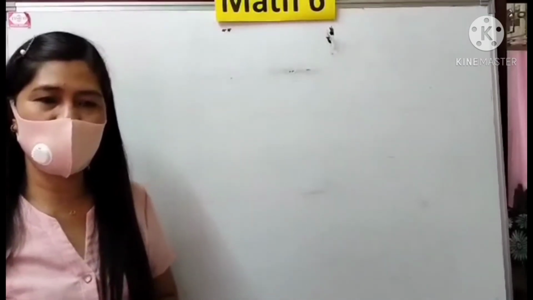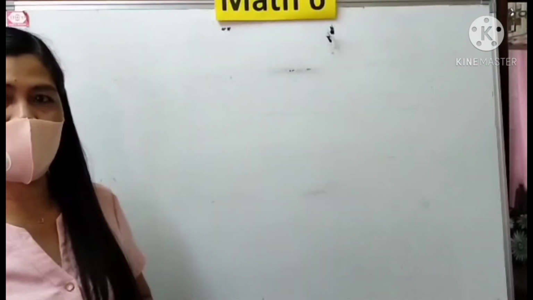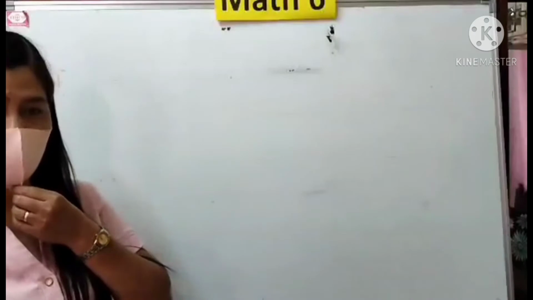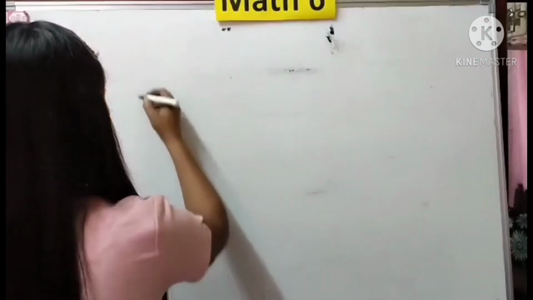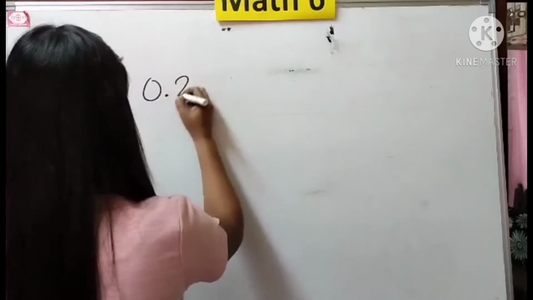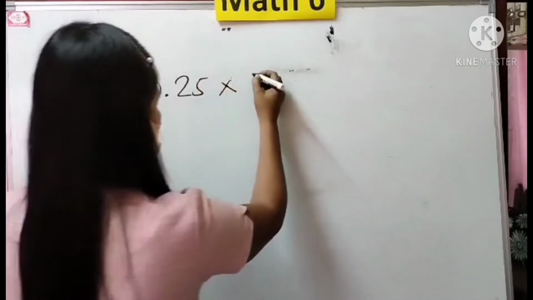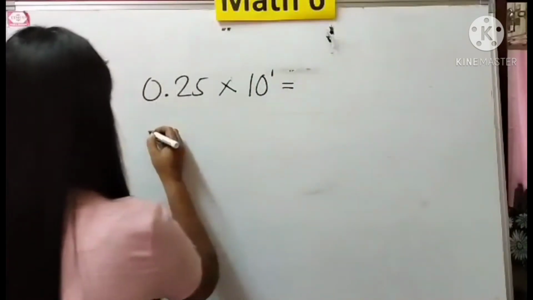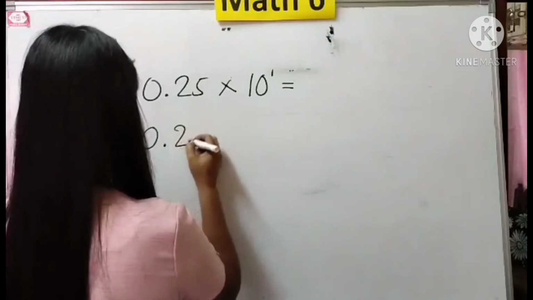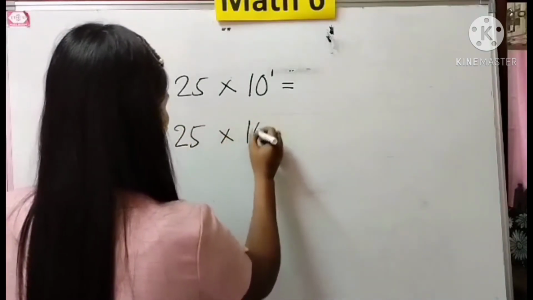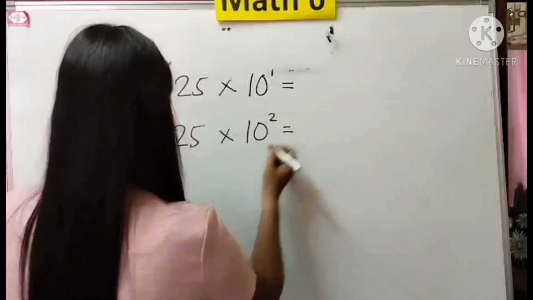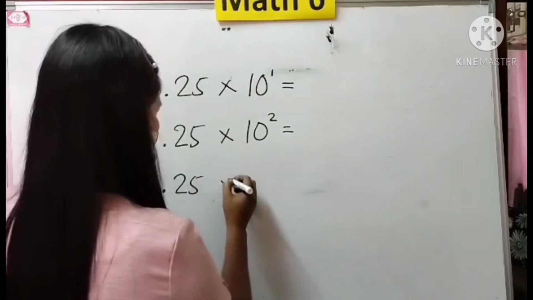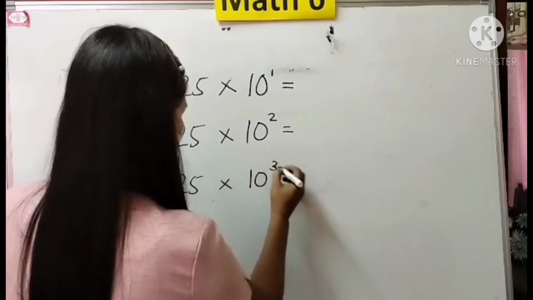Okay, so it can be done also using the exponent of 10. The exponent of 10 indicates the number of times you have to move the decimal point to the right. So let's say 25 hundredths times 10 to the first power. Let's multiply 25 hundredths times 10 to the second power. Then let's multiply 25 hundredths times 10 to the third power.